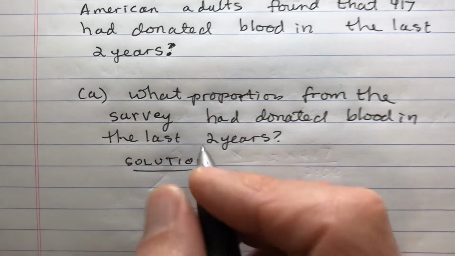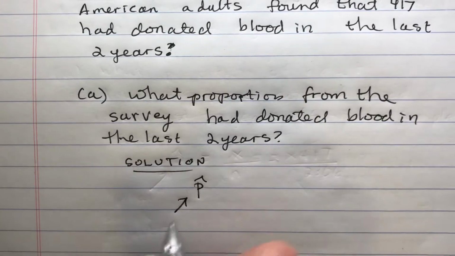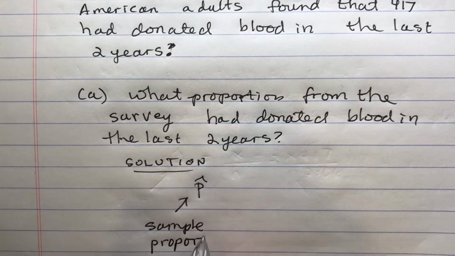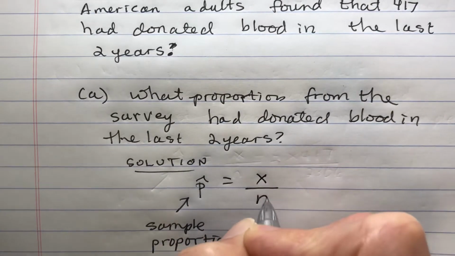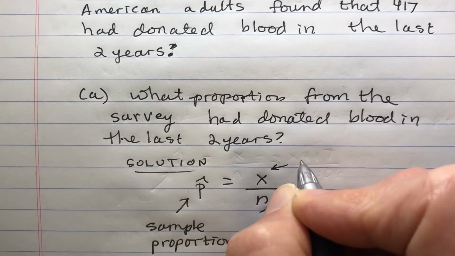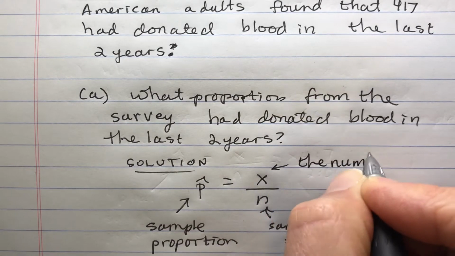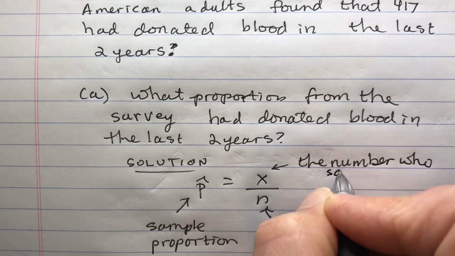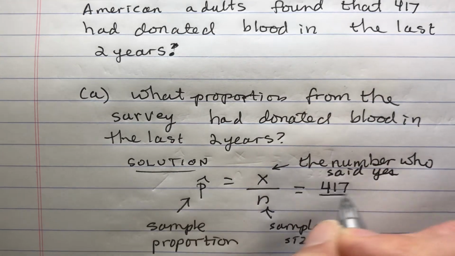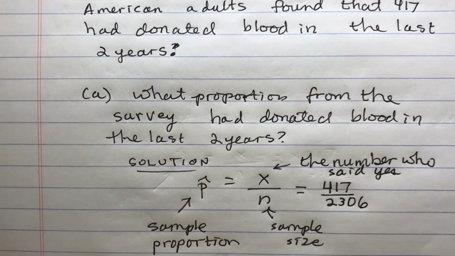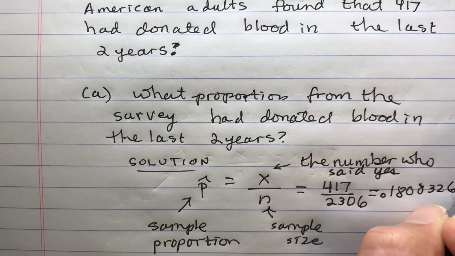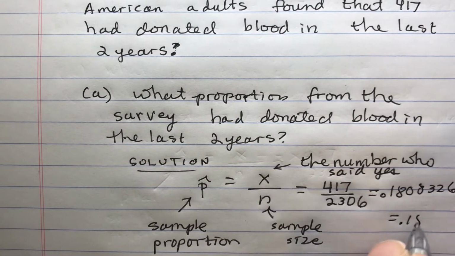So for our solution, we're going to look at p hat, which is the sample proportion, and p hat is equal to x over n, where n is the sample size in the denominator. And then in the numerator, x is the number who said yes to that question, which some people call the success. Okay, so you get that. I'm going to do an estimate here and write that down as 0.18 or 18%.